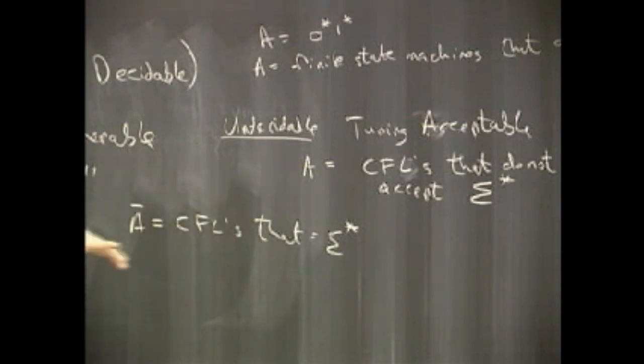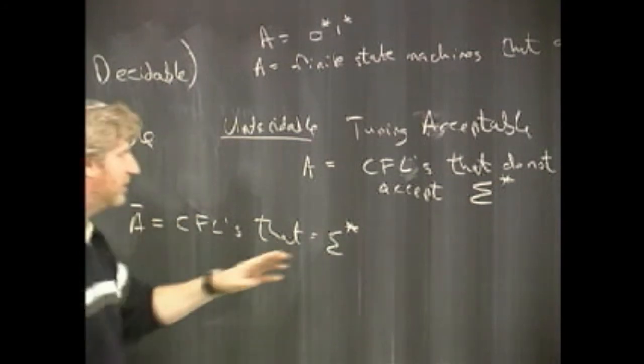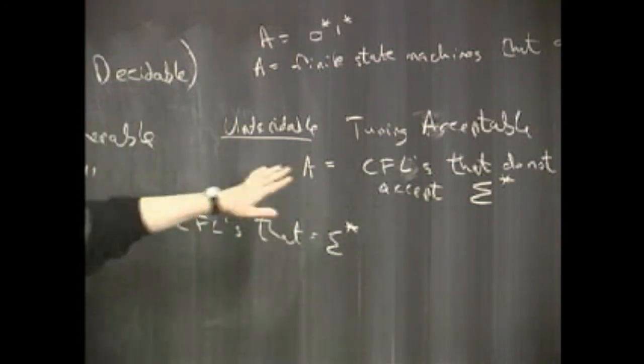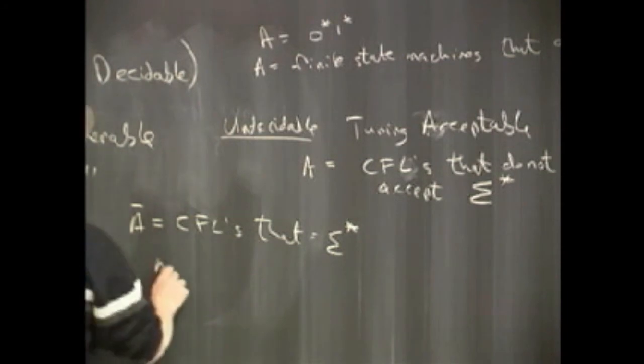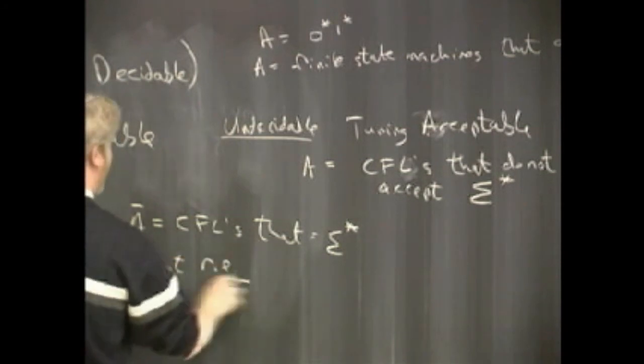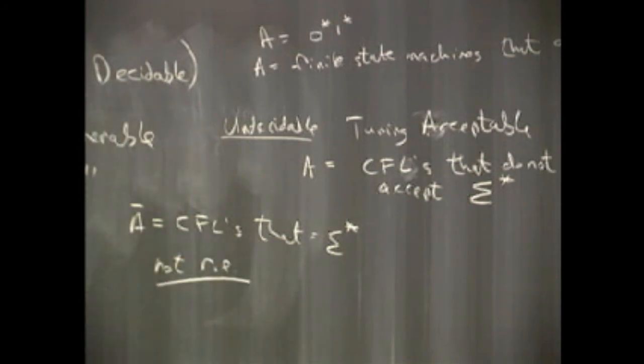And you should remember from what I showed you a couple days ago in reductions that this is an undecidable problem. I mean, it can't be done recursively. So the opposite of this, there's no way to do. This is something which is not recursively enumerable. You can't even answer yes when the answer is yes.